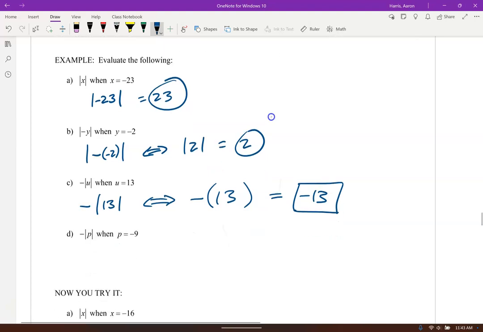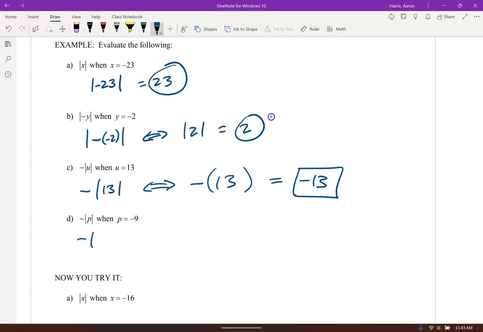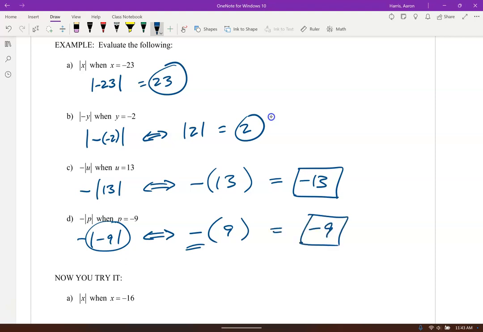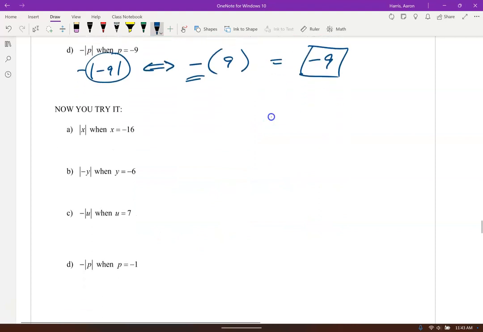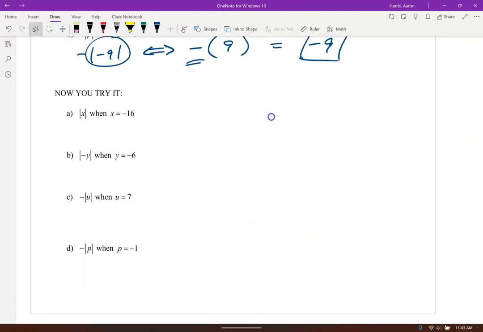Let's do this next one here. Negative absolute value of p. P is negative 9. So we leave the negative out front. We take the absolute value of negative 9. What's the absolute value of negative 9? It's just 9. Then we apply that negative out front. So negative 9. Now let me have you guys try this one. We got negative y, which is negative times a negative is a positive.